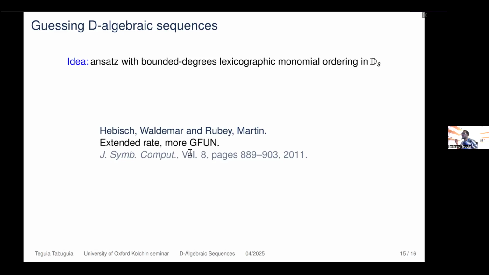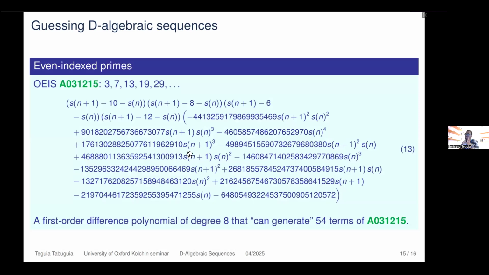And just to show you one example, let's start with this sequence. These are even indexed primes. I don't mean to say this is satisfied by the sequence. It's just that the guess is quite interesting. This is not completely meaningless because we have an equation here with 1, 2, 3, 4, 5 factors. And you can use this to generate up to 54 terms of this sequence of prime numbers.